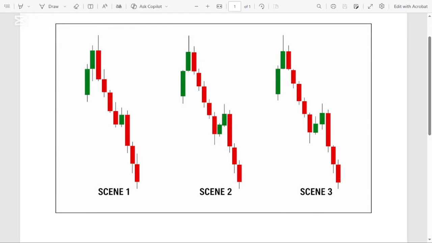Today we'll be talking about order blocks. We're going to be looking at the order blocks that work and the ones that don't actually work, and how you should actually avoid them. The criteria that you should be looking for for an order block to be considered valid.